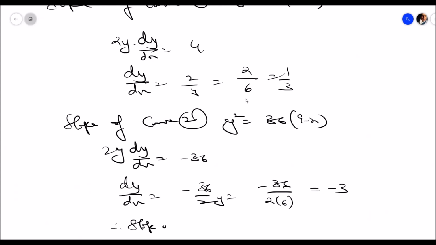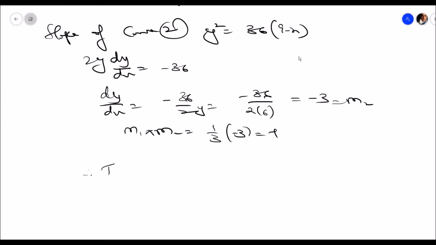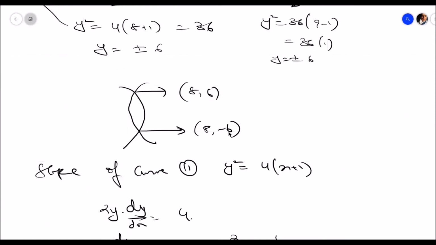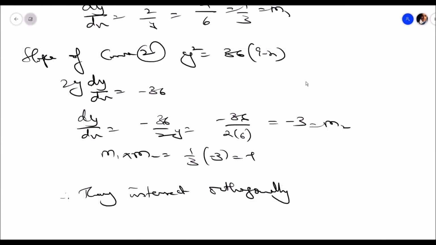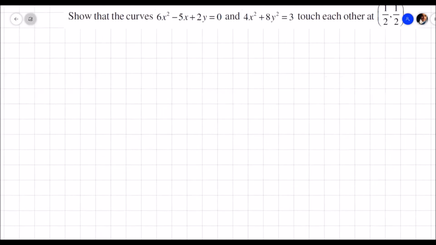Therefore, slope of curve 1, let's call it m1, and this is equal to m2. So m1 into m2 should be equal to 1 by 3 into minus 3, which is equal to minus 1. Therefore, they intersect orthogonally. You might have had a doubt as to why I have only taken plus 6. You can also do it using minus 6. You'll still end up with the same answer. That's it, because the product of slopes is minus 1. They intersect each other orthogonally.